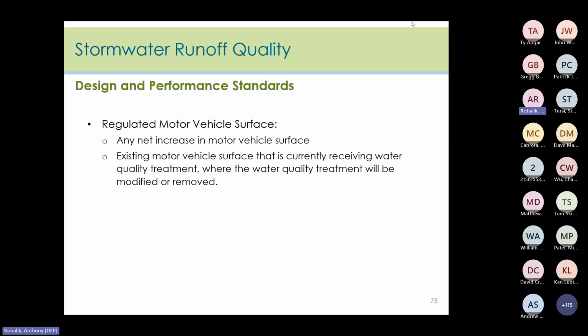Regulated motor vehicle surface can mean more than just a brand new paved parking lot. It also includes pervious areas that are intended to be used by motor vehicles. Additionally, motor vehicle surface that is currently receiving water quality treatment by vegetation or soil, by an existing stormwater management measure, or by treatment at a wastewater treatment plant, where the water quality treatment will be modified or removed, is also considered regulated motor vehicle surface and will count towards that 1/4 acre trigger.